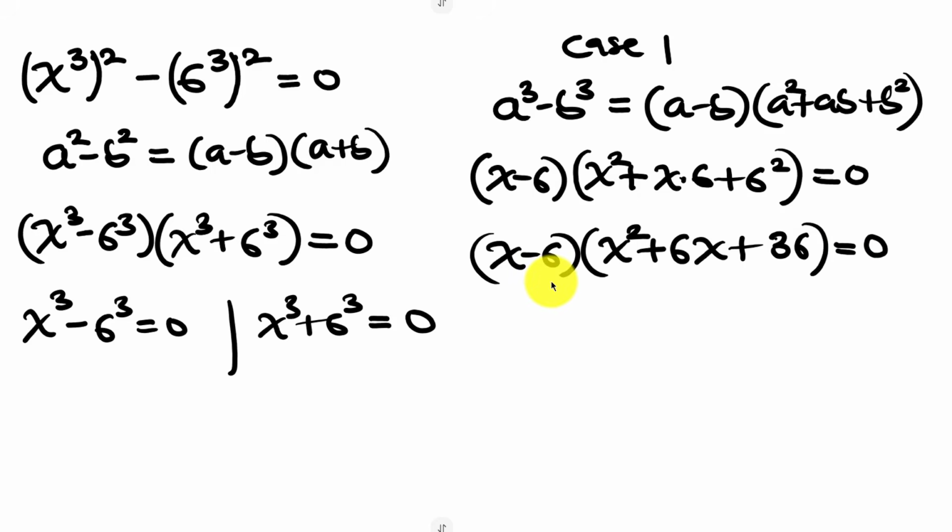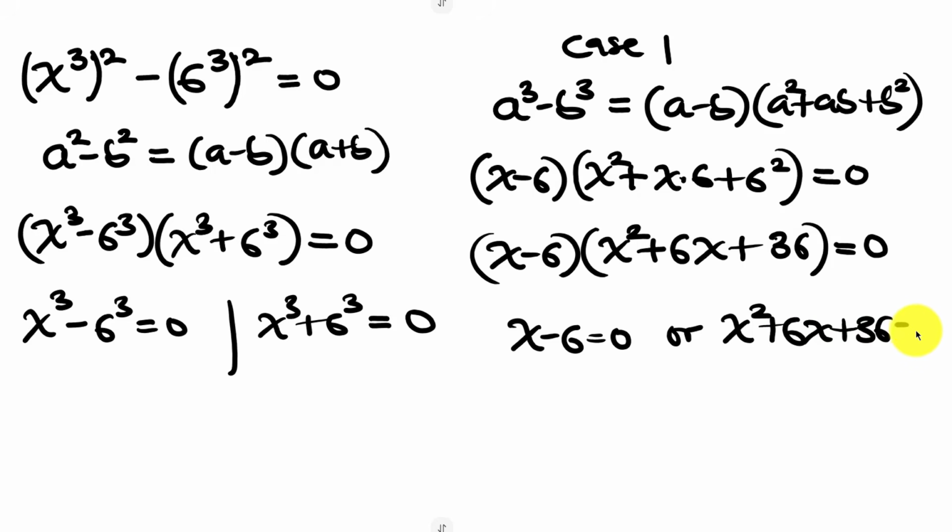And this is equal to 0. Very good. So there are two cases from here. We have x minus 6 equal to 0, or we have x squared plus 6x plus 36 equal to 0. Now, to solve this first case, we have to move negative 6 to the right hand side, and when we do that, x will become 6. So this is one real solution for x. Now let's get other solutions from this quadratic equation, which is our second case.